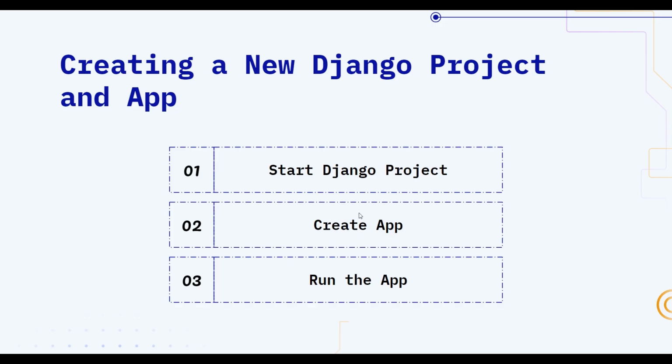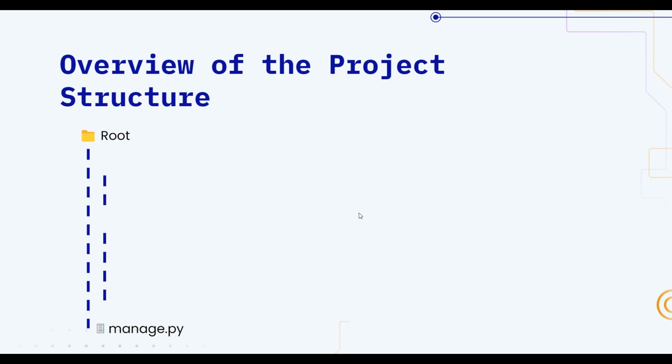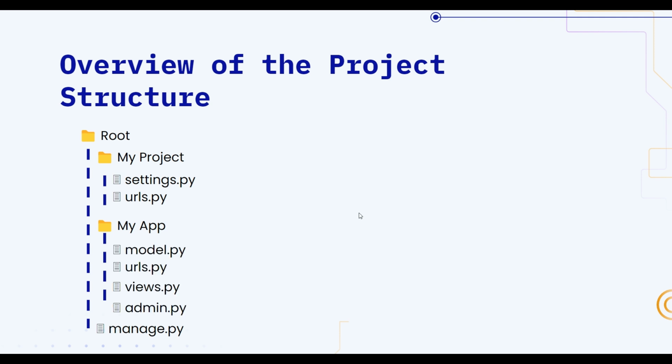Once we finish this process of running the app, this should be the final structure of the application. We should have the root folder, and inside that will be our project folder, which will be the name of the project, and within that the two important files which we usually check are settings.py and urls.py. Then within the application folder we have models.py, urls.py, views.py and admin.py, and within the root folder we have manage.py, which helps us manage the Django project and apps.